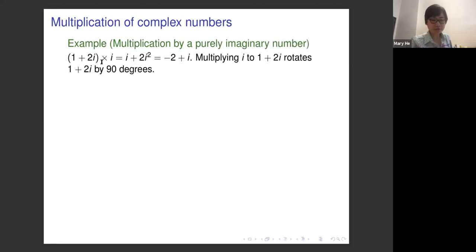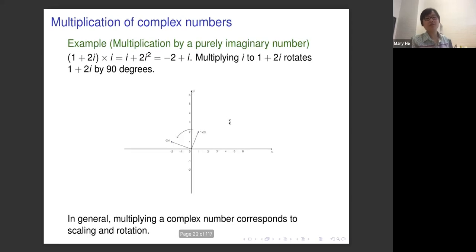So now I want to do the other thing. I want to multiply with a purely imaginary complex number. So I still have my favorite complex number, 1 plus 2i. This time I want to multiply with i only. And according to the rule for multiplication, I distribute, right? So I use this i to multiply with 1 and i multiply with 2i. So in the end, I get -2 plus i.